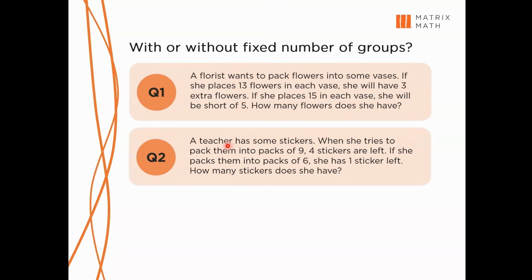Let's try again. A teacher has some stickers. When she tries to pack them into packs of 9, 4 are left. If she wants to pack them into packs of 6, 1 is left. How many stickers does she have? So the groups will be the packs, like how many packs she wants to pack them into. Is that fixed or not fixed based on this question?